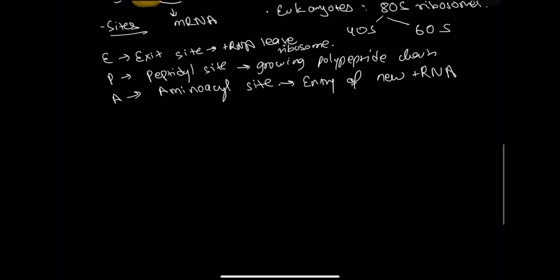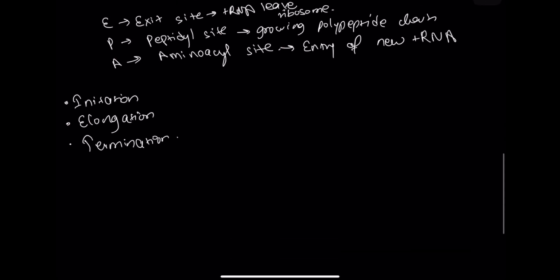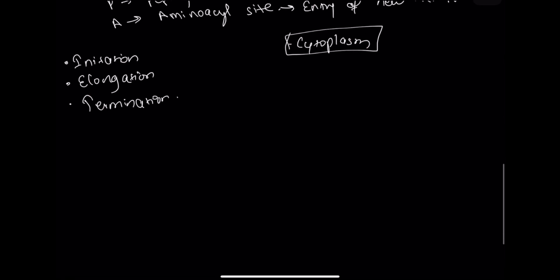Now let's learn about translation. It has mainly three steps. First one is initiation, second one is elongation, and third one is termination. Translation occurs in the cytoplasm, and the main aim of translation is to join amino acids and form a polypeptide chain. In the first step, the initiation step, there are mainly two things occurring.